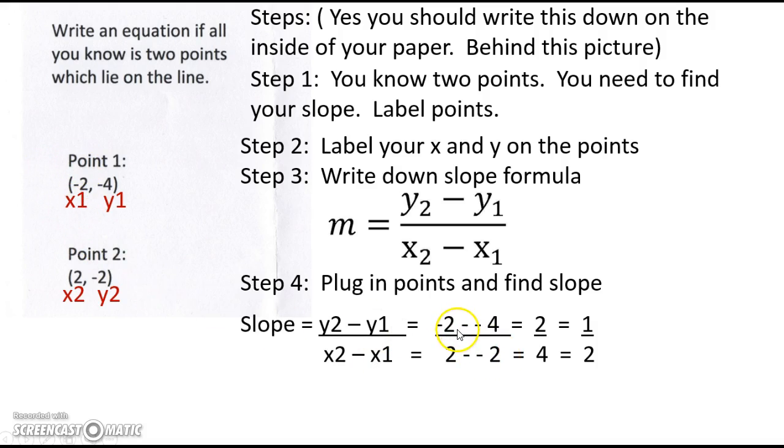-2. Please do not guess. Please put it in your calculator. -2 minus a -4 is a +2. 2 minus a -2 is a +4. So 2 over 4 is 1/2. So that's your slope. Slope is 1/2 or 0.5. Guys, y'all rock at finding slope. If they give you 2 points and they want to know your slope-intercept form equation, find your slope first. I'm going to give you about 10 more seconds to get this written down, and then we're moving on.